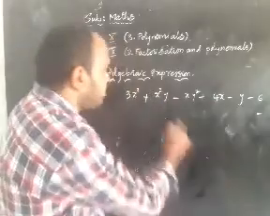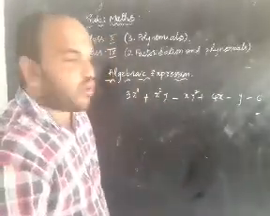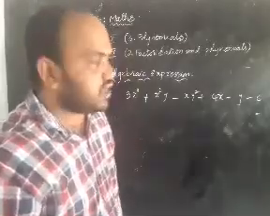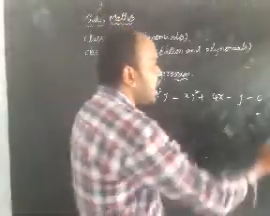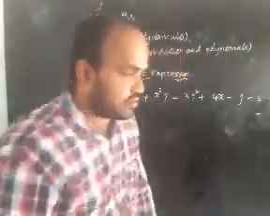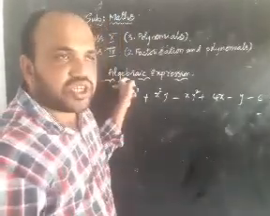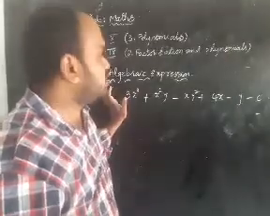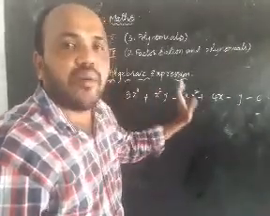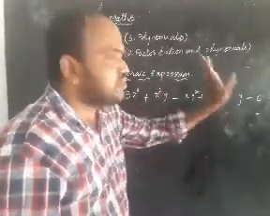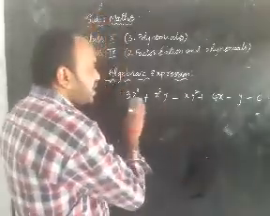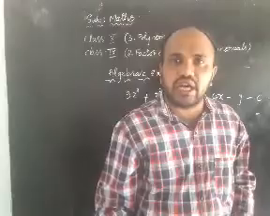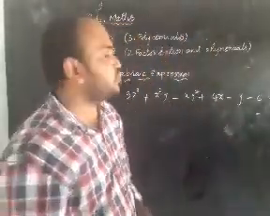See here, 3x cube plus x square y minus xy square plus 4x minus y minus 6 is an algebraic expression. So an algebraic expression is nothing but 2 or more terms that are joined with plus or minus symbols. So it is an algebraic expression. Now we are going to enter into our topic, that is polynomials.